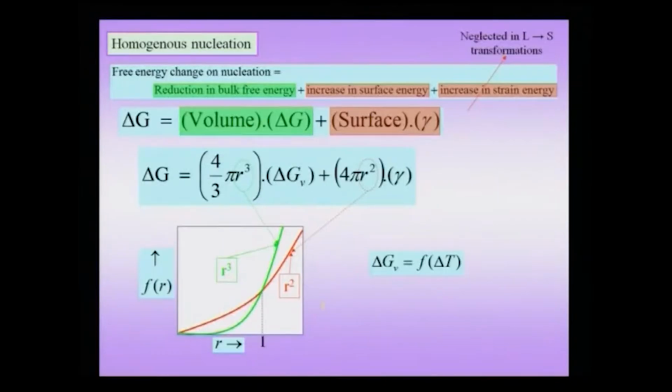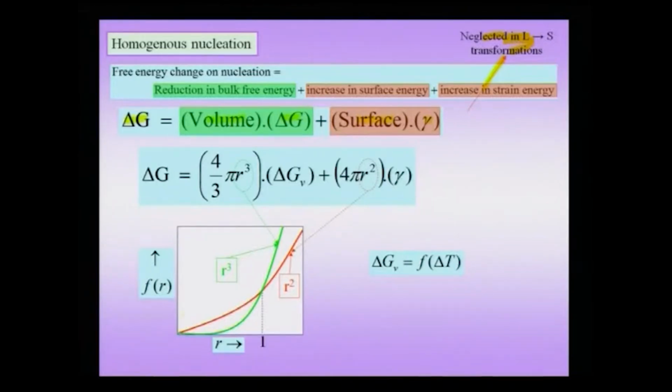Now, to understand this effect of nucleation barrier, let me write down the free energies involved. That means there is a reduction in bulk Gibbs free energy, there is an increase in surface energy, and there is also an increase in strain energy. But for now, we will ignore this increase in strain energy because we are considering a liquid to solid transformation. So, the delta G for this transformation can be written as the volume of the material being transformed into, times delta G, and the surface area times gamma.